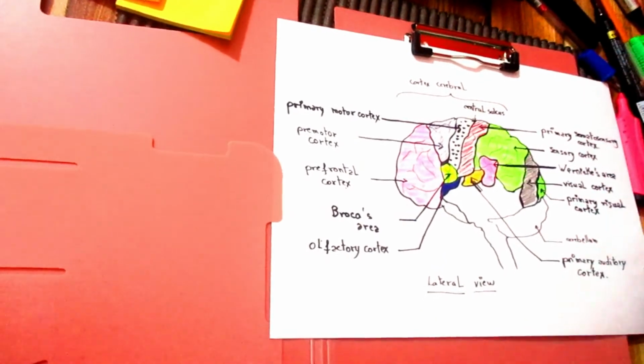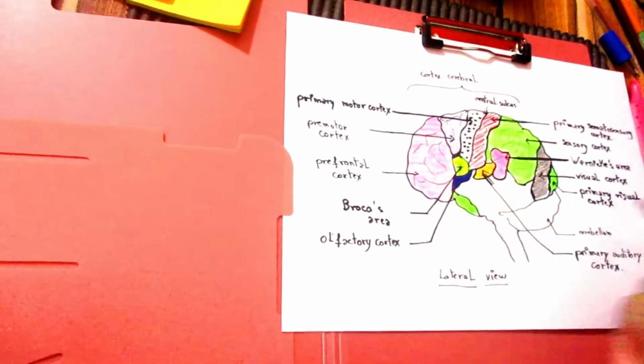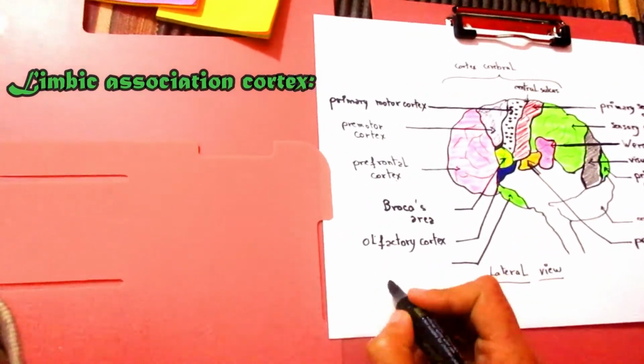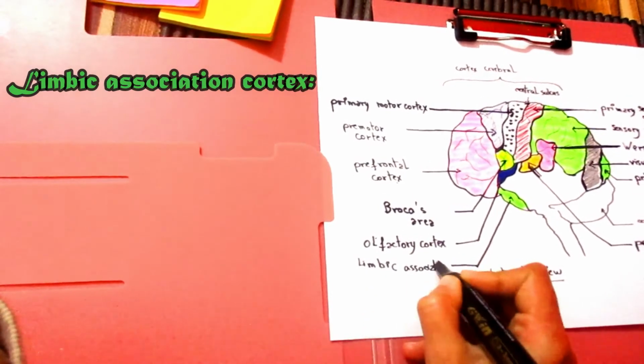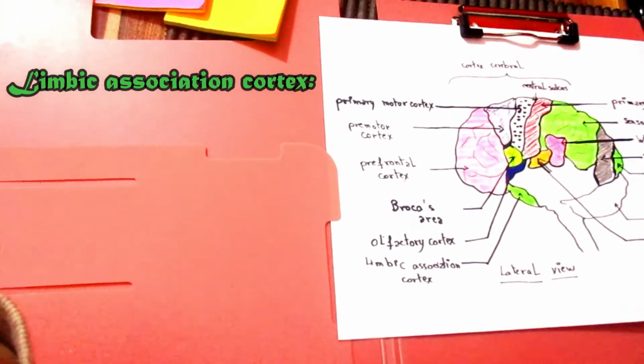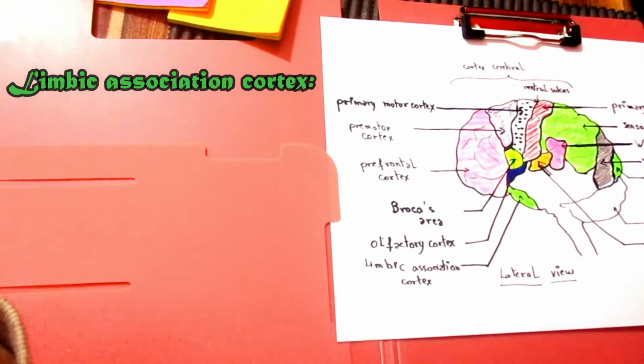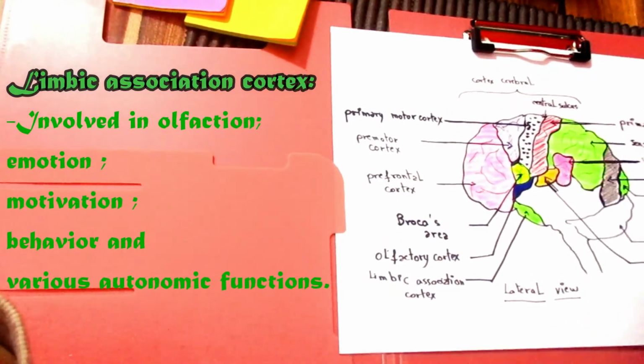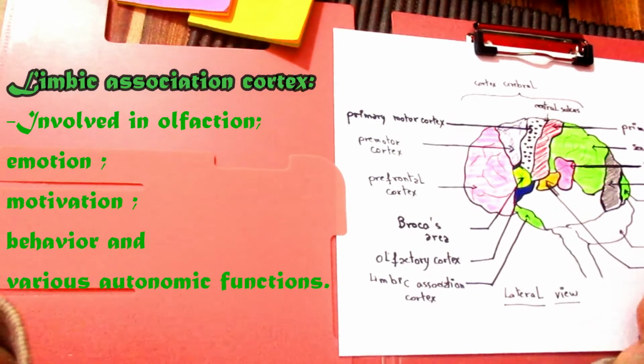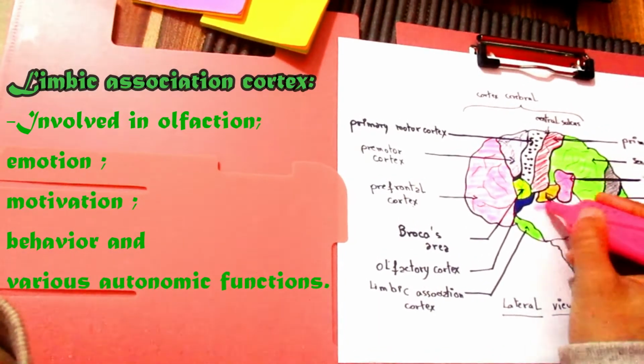And finally, we have here this area which is called the limbic association cortex. It is a group of interconnected subcortical structures involved in olfaction, emotion, motivation, behavior, and various autonomic functions.